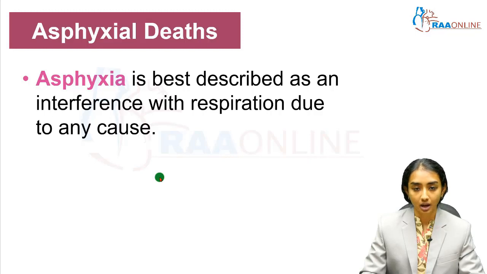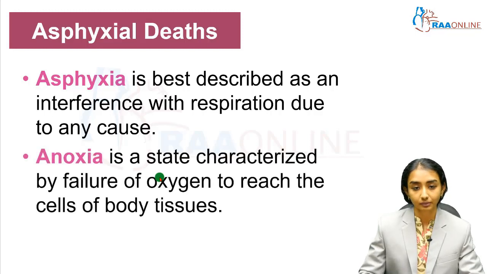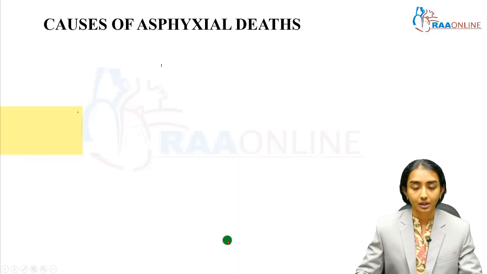Associated terms with this are hypoxia and anoxia. When there is a complete interference with the respiration or when there is complete stoppage of oxygen supply to the body, it is called as anoxia. When there is partial interference or partial stoppage of oxygen supply to the body, it is called as hypoxia. So like I said, anoxia is a state which is characterized by failure of oxygen to reach the cells of body tissues.